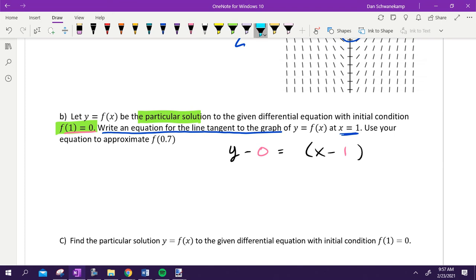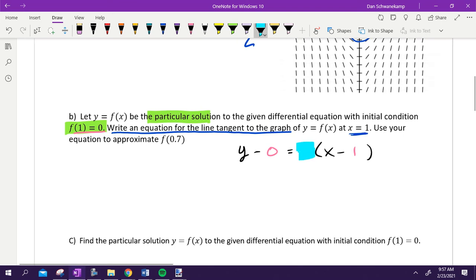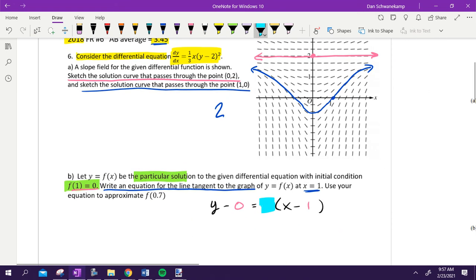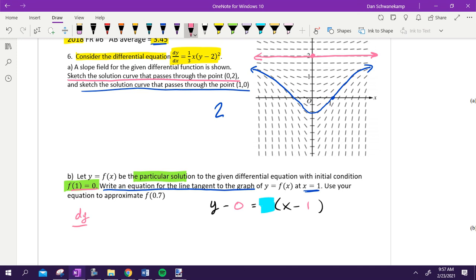The other thing I need is a slope. How am I going to find the slope? They gave me the slope equation right up there. Okay, right up there it says dy over dx. And they use this writing style on the test sometimes. I think it's helpful. It's the derivative, and then they plug in, with a little subscript down below, the ordered pair 1, 0. So what is the derivative when I plug in 1, 0? And so I'm plugging into this guy. It's 1/3. My x value is 1. My y value is 0.